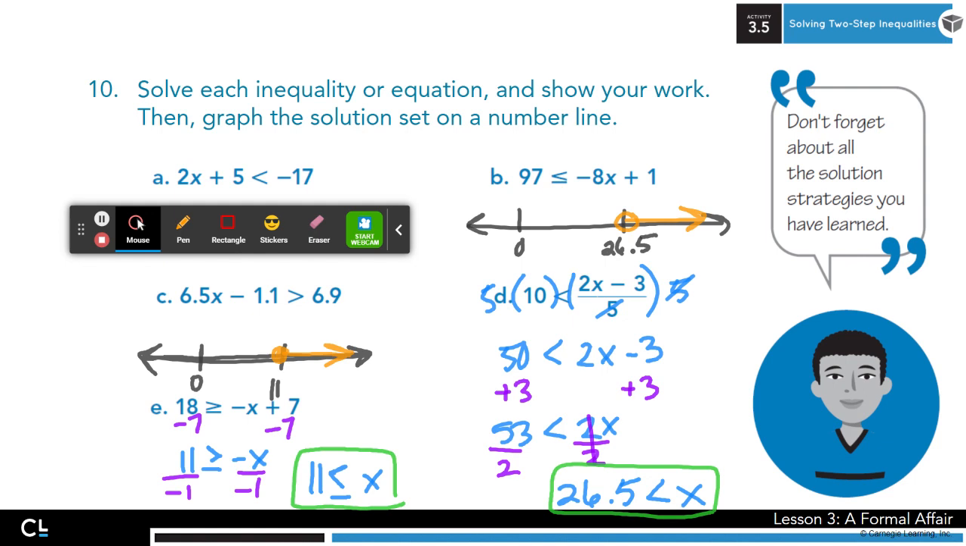For E, I did the same thing, inverse operations. I subtracted 7, and then I'm left with a negative x. But our goal is not to get a negative x. Our goal is always to get a positive variable. So I then had to divide both sides by a negative 1, which then also, remember, flips our sign. So it came from a greater than or equal to now a less than or equal to. So 11 is less than or equal to x, and being that 11 is less than those numbers, on our graph, 11 is included and our numbers are greater than 11. So the arrow is pointing in the positive direction.